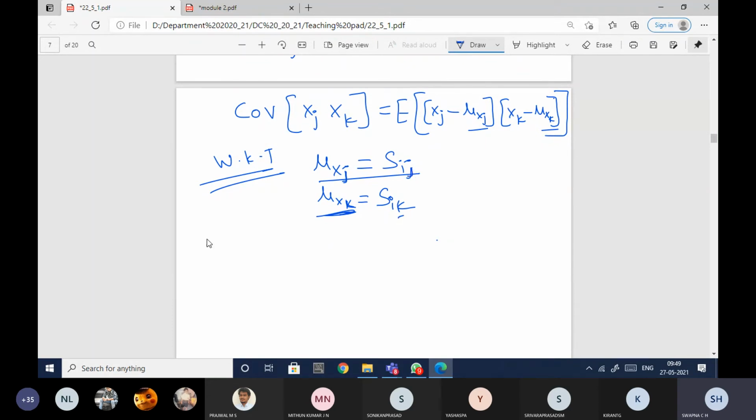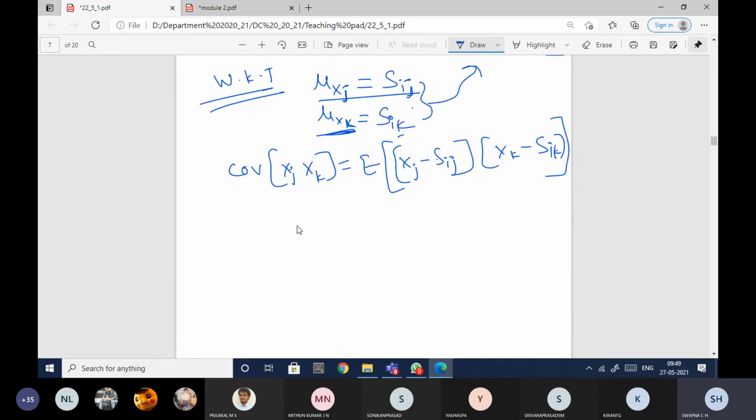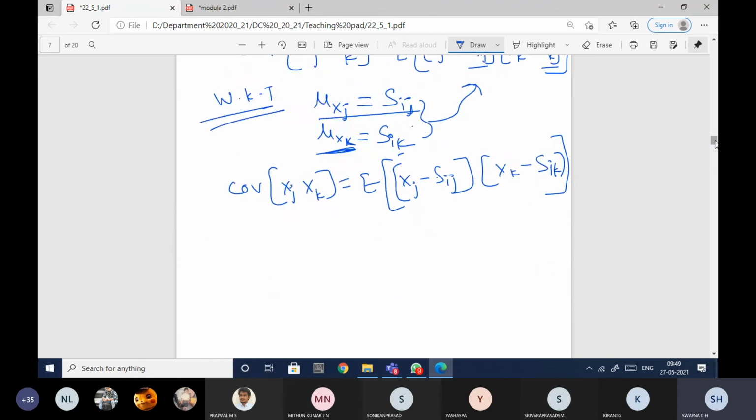That's all I'm doing. Okay, so covariance of xj, xk is nothing but the expectation of (xj minus Sij) times (xk minus Sik). I'm just substituting these two mean values back into this equation. And you also know this is the equation we have got after substituting the mean values.